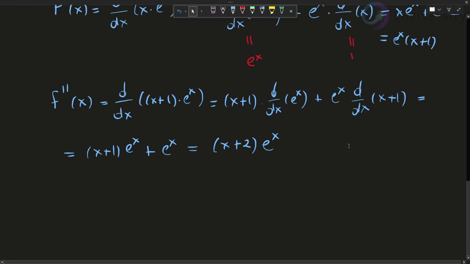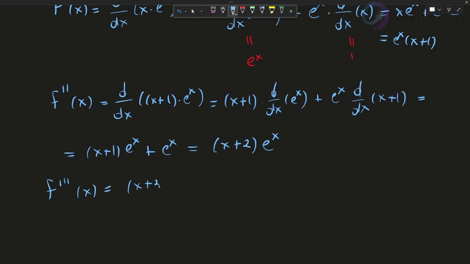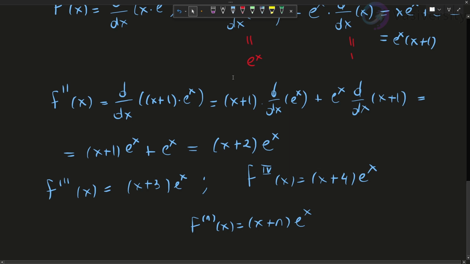If we continue, we can probably notice a pattern. The triple prime is going to be x plus 3 e to the x. Then the fourth derivative, which I write with normal numerals, is going to be x plus 4 e to the x. You can prove that. So that means the nth derivative of f of x is equal to x plus n times e to the x. Very nice formula here.